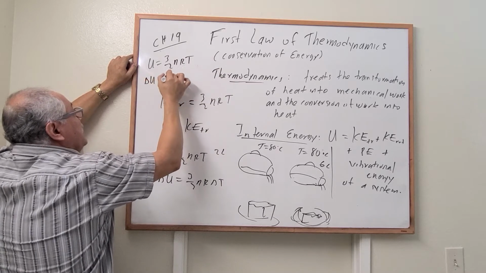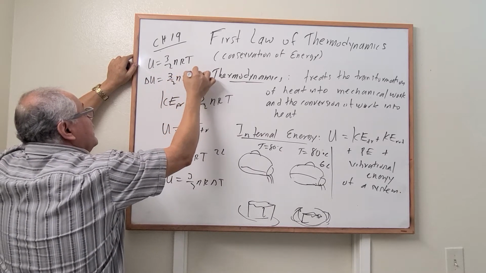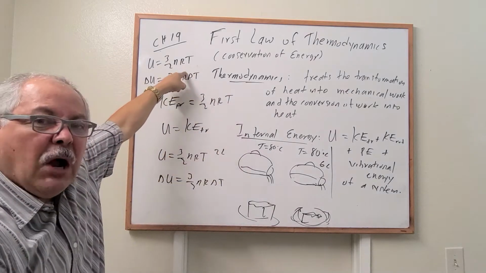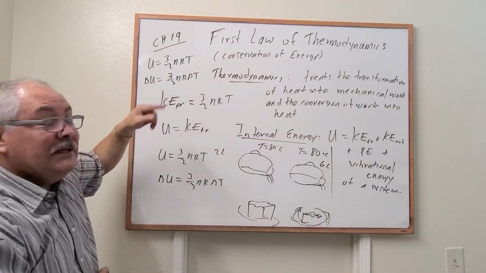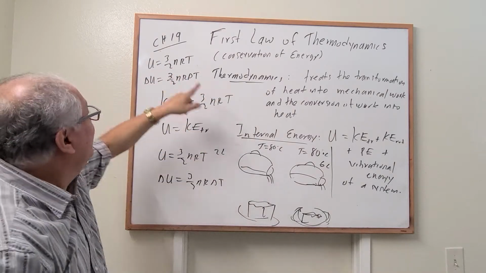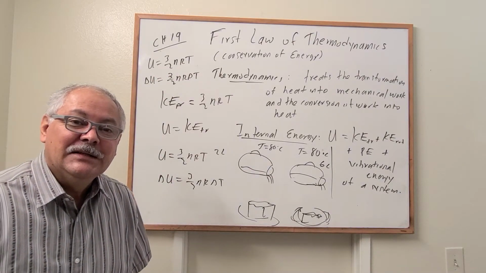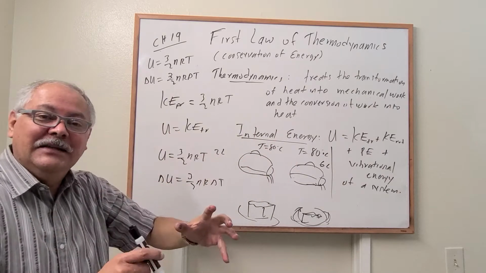The change in internal energy equals 3/2 nR delta T. Actually, this is one way we define the internal energy. The internal energy is defined as 3/2 nRT. That's the definition of internal energy. This is for a monatomic gas. For a diatomic gas it's a little bit different, but again, we define it like that.